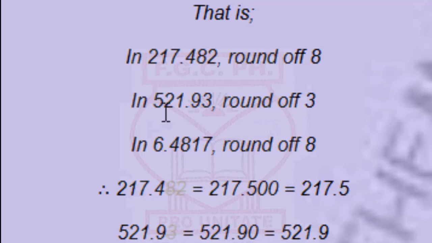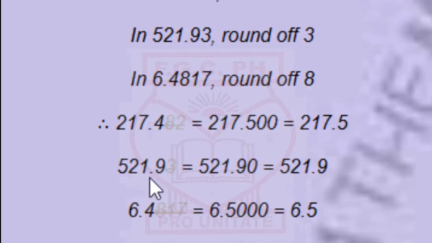If you need to approximate 521.93 to the nearest 10th, the 10th digit is 9, so you're going to round off 3, which is rounding down. So 3 becomes 0, so you have 521.90, which is equal to 521.9.